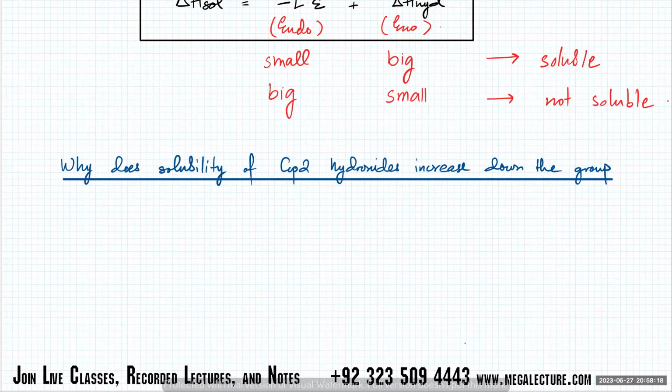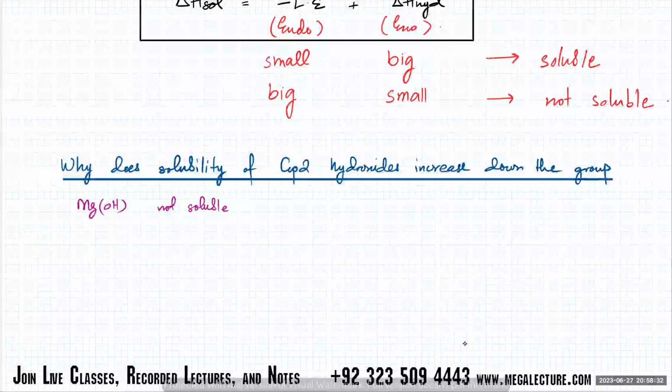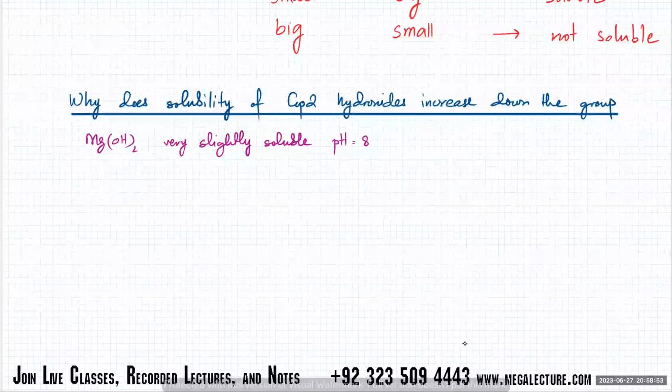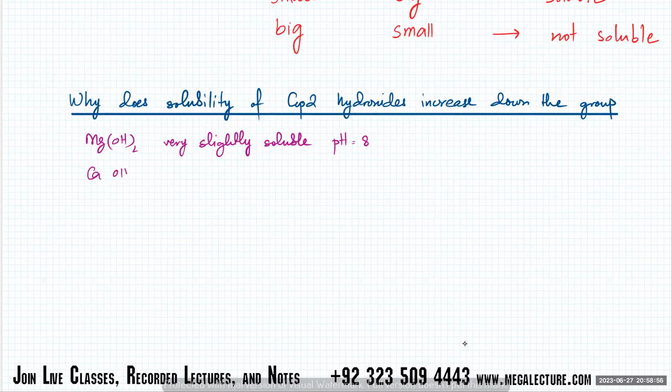If you look at hydroxides, magnesium hydroxide is not soluble. Or you can say, well, not soluble is not correct. It is very slightly soluble and almost negligible. It's got a pH of 8. A minute quantity of OH ions are going to be produced. Then you have calcium hydroxide down the group. That is slightly soluble, or you can say partially soluble.